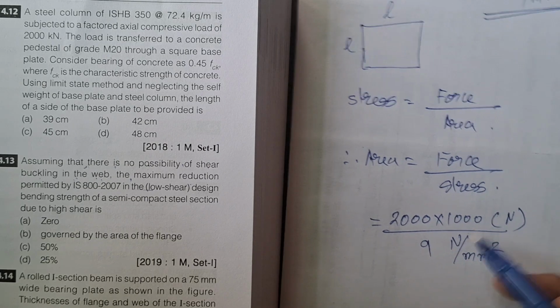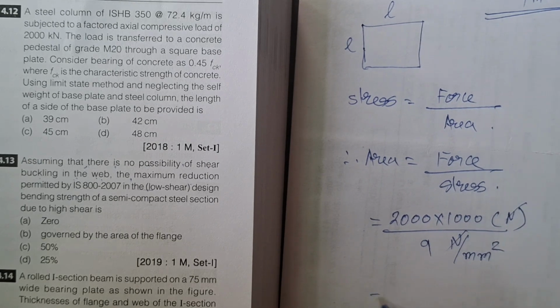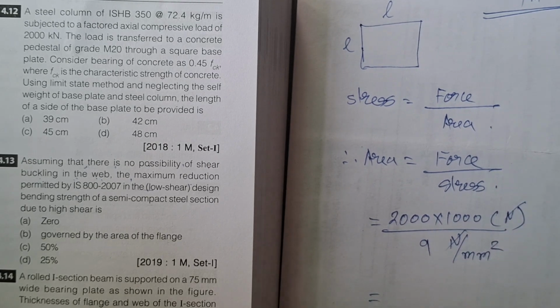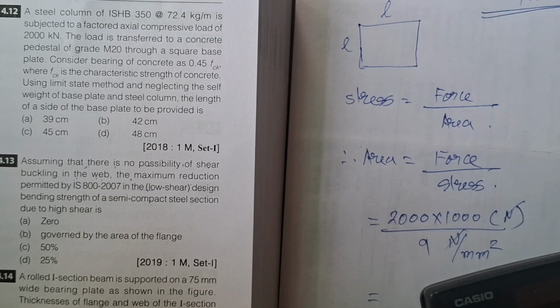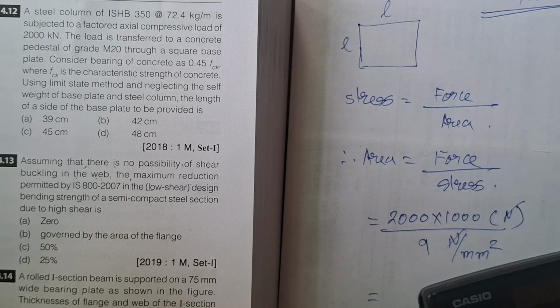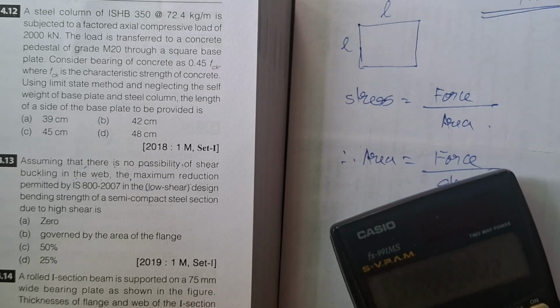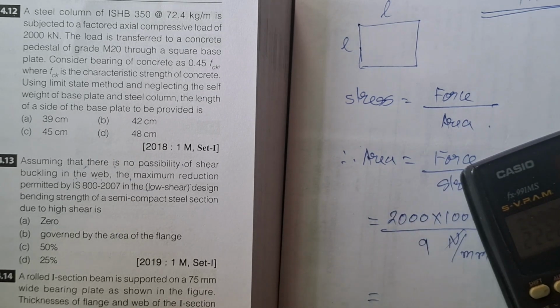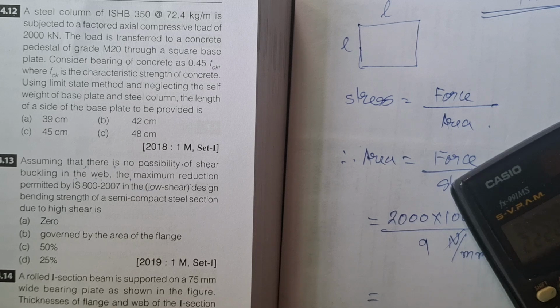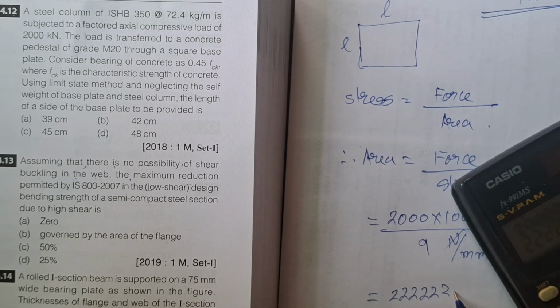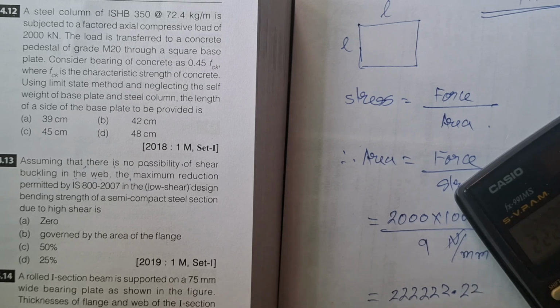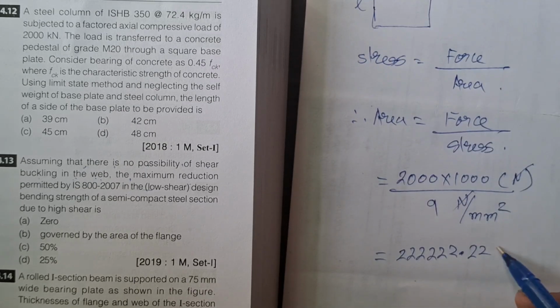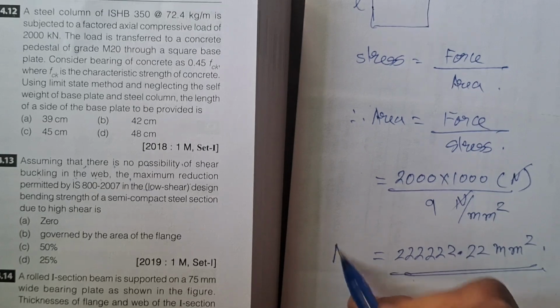So Newton will get cancelled. The answer will be in mm square. So what is the answer? 2000 into 1000 divided by 9, which comes to about 222222.22 mm square. So this is the area.